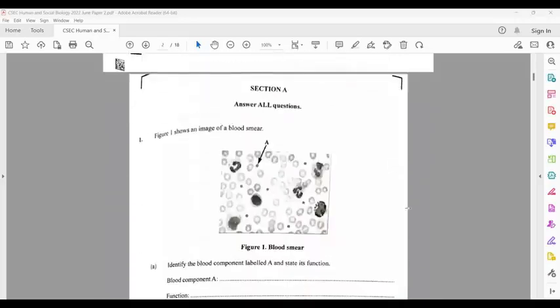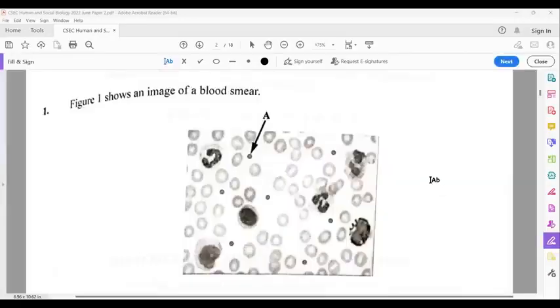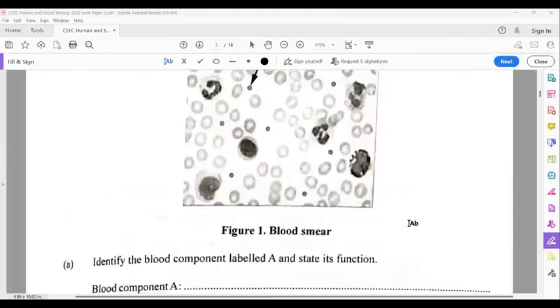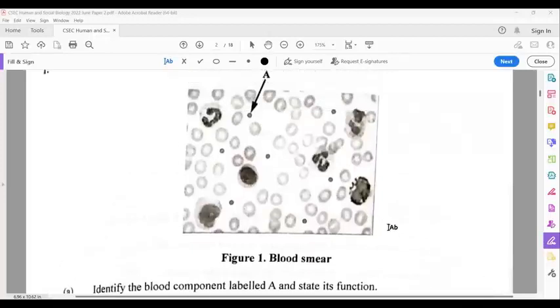So let's begin. Question 1 focuses on section B, life processes, and the topic they are focusing on is the circulatory system, and it reads, Figure 1 shows an image of a blood smear, and we have an image, a blood smear, and they go on to ask you in part A, identify the blood component labeled A and state its function.